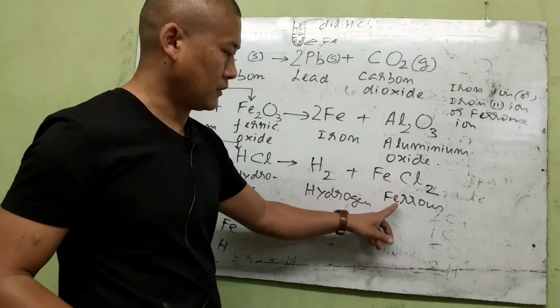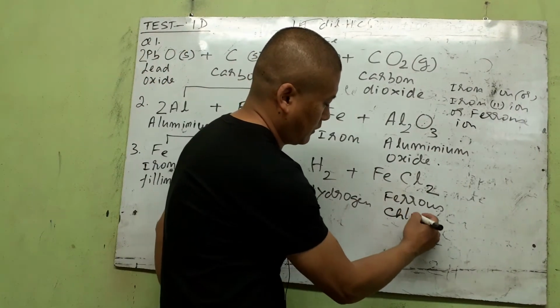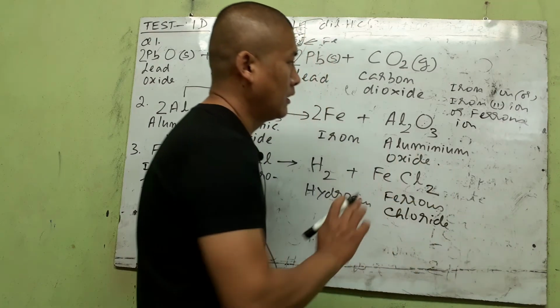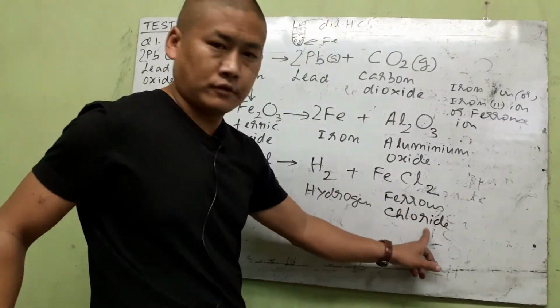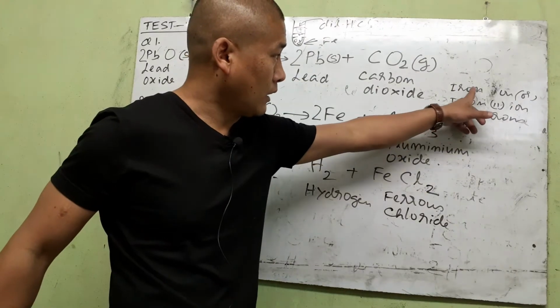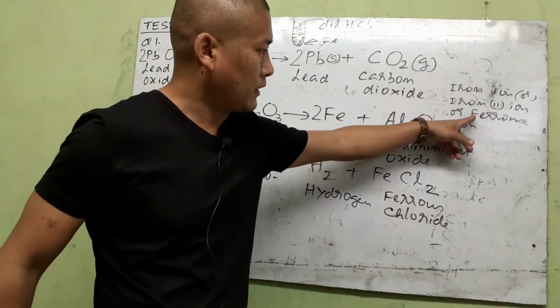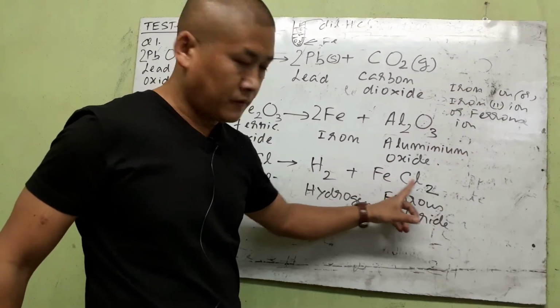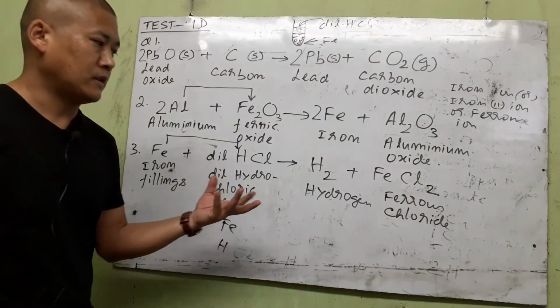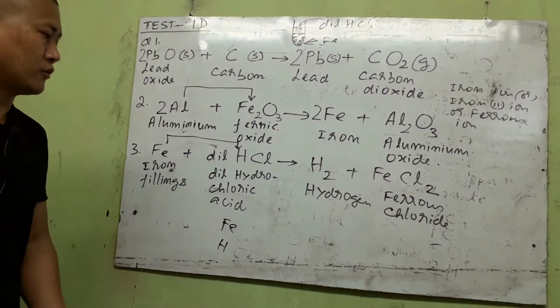So you can write this one as ferrous chloride. That's correct. If you write iron 2 chloride, that's correct. If you write iron chloride also. So iron chloride, iron 2 chloride, ferrous chloride is the same compound FeCl2. Which name you write is up to your choice.